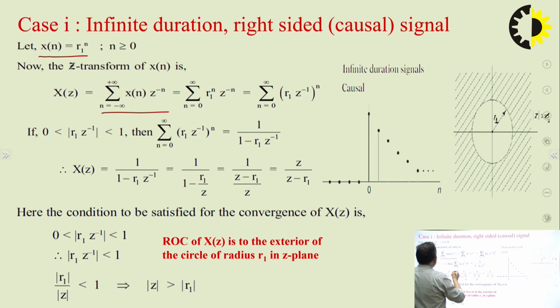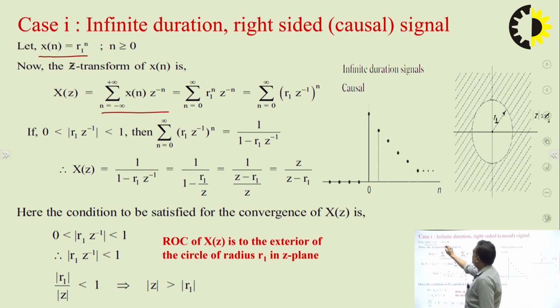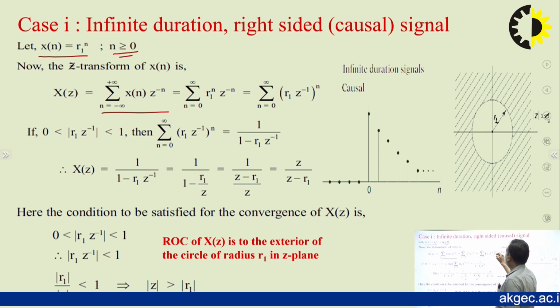According to the definition of Z transform, we will write it like this. And then because we are dealing with right-sided or causal signals, and it is defined only for n greater than or equal to 0, the summation limit will be from 0 to infinity, of R1^n z^(-n). Now you can write it like (R1 z^(-1))^n. Okay. Now this is the infinite series where lower limit is 0 and upper limit is infinity.